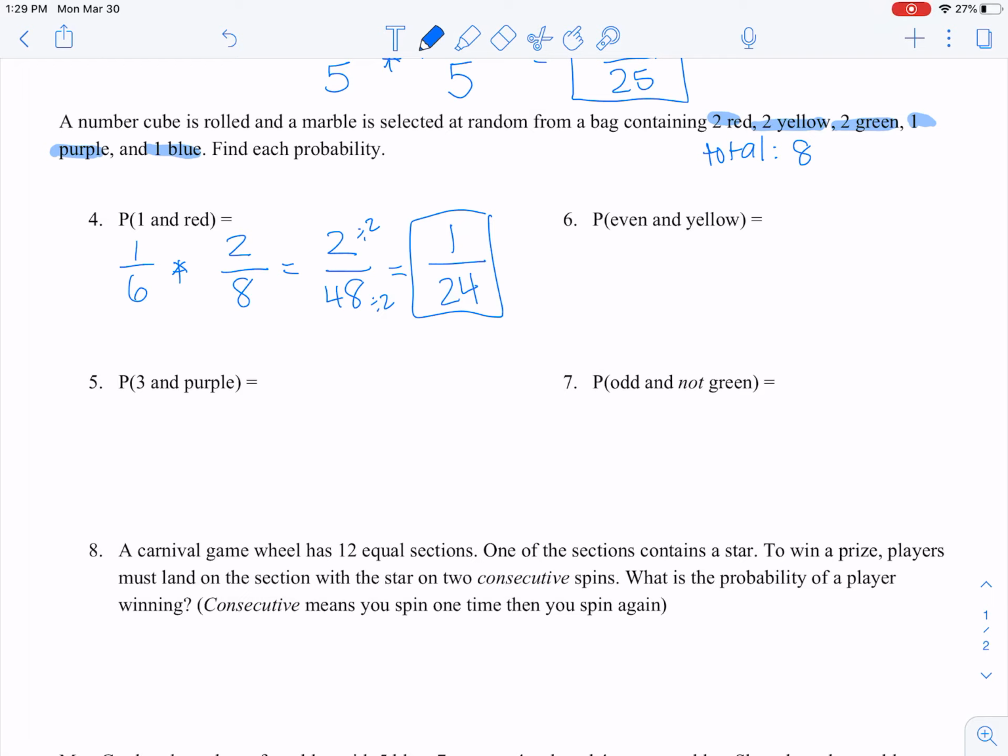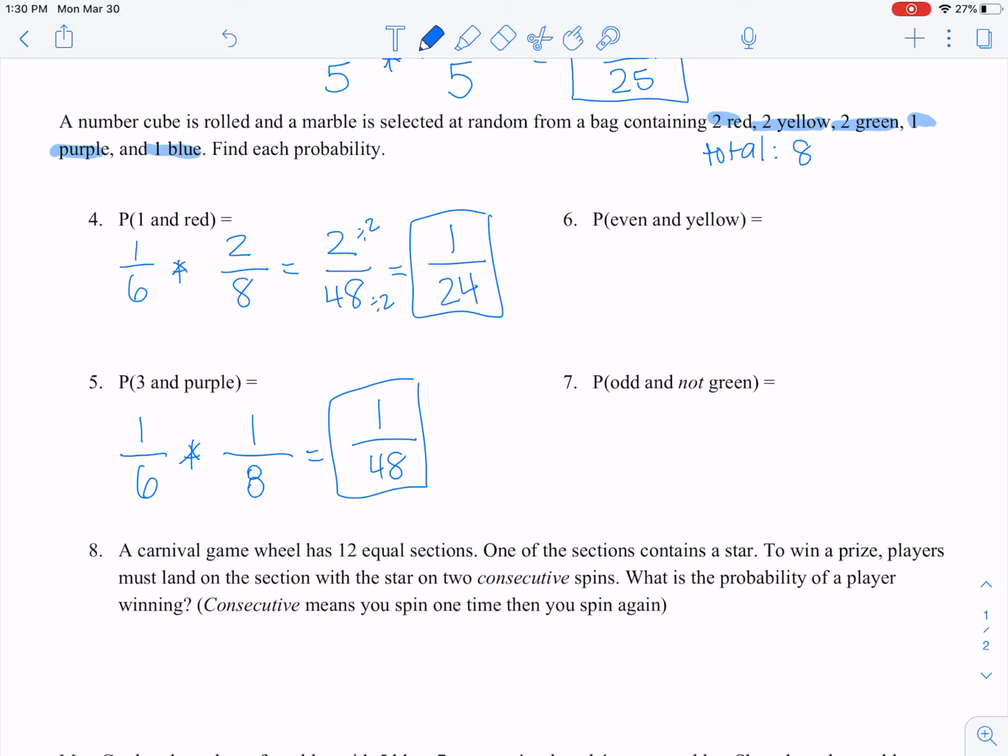Number 5, find the probability of getting a 3 on the dice and drawing a purple marble from the bag. So we know that the number cube, there's just 1 three out of the 6 numbers, times there are, it looks like, 1 purple from our statement above out of the 8 marbles that we found. And if we multiply this fraction, it's 1/48. And that is not reducible, so that should be the final answer.